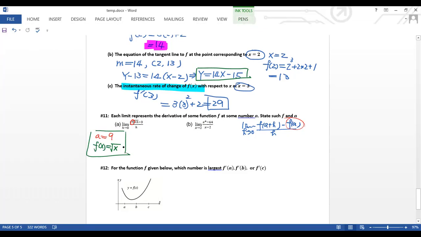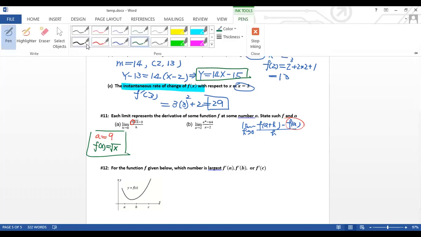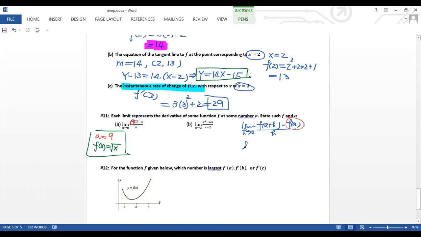Okay, for part B here, this doesn't have an h. So that means I'm using my second definition. So what is x approaching? Approaching a. So this is x minus a, f of x minus f of a. This one is easy. So in here, immediately x minus a. So what is the a here? This one is a, right? So your a is 2.